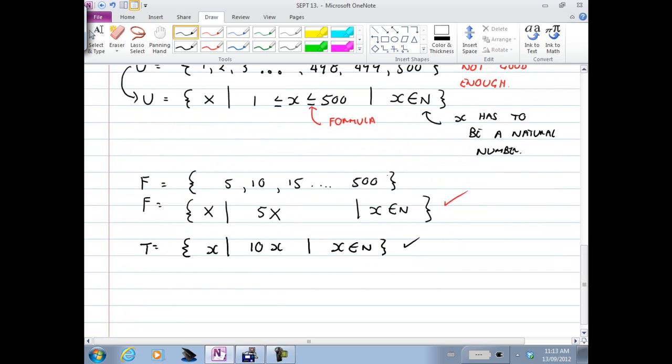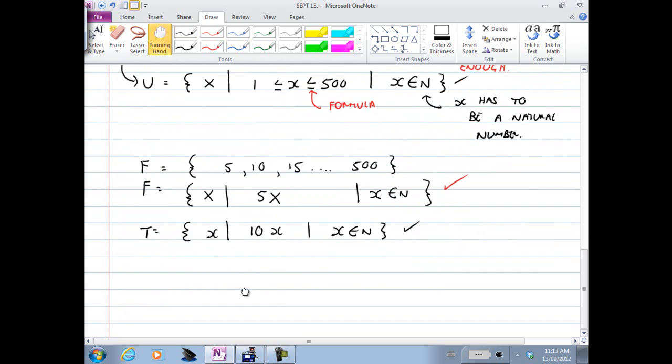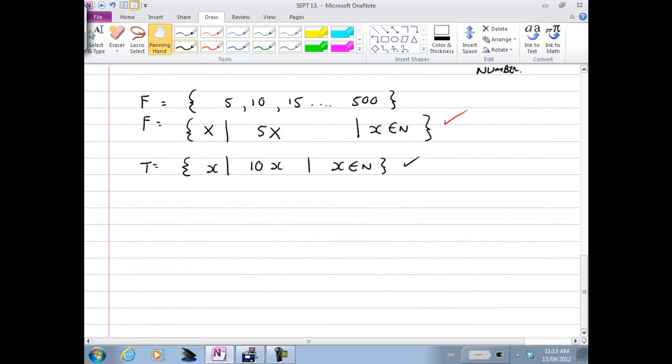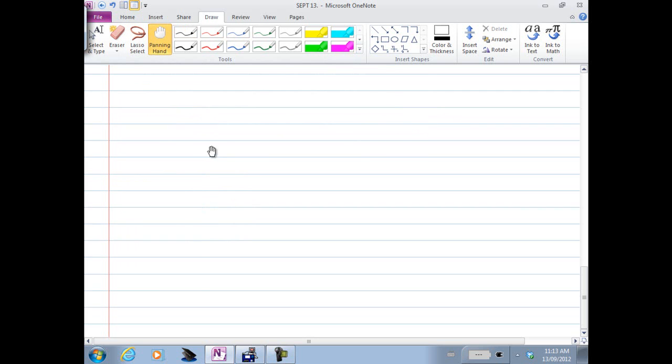Okay. I have the universal set, which is here. And I have the T. T stands for multiples of 10. Now, I'm going to write this using brackets. So tell me which is true. Is this true? You're going to write down true or false. Okay. My first one.